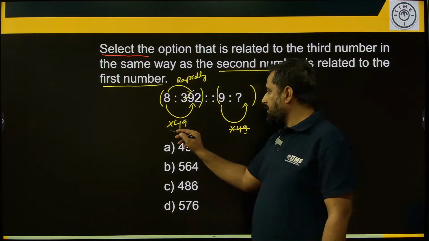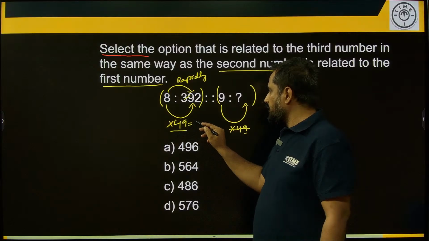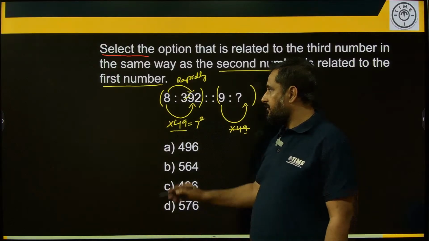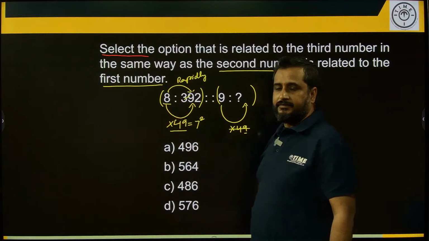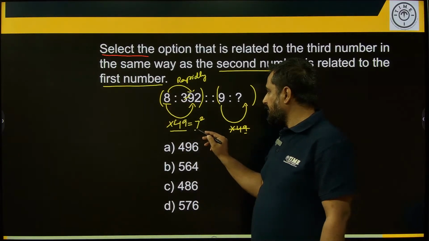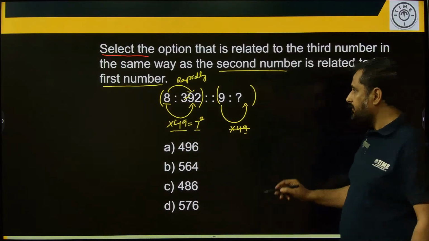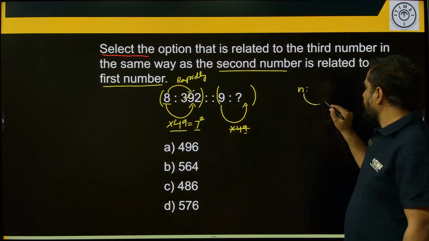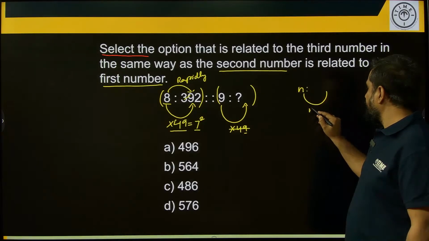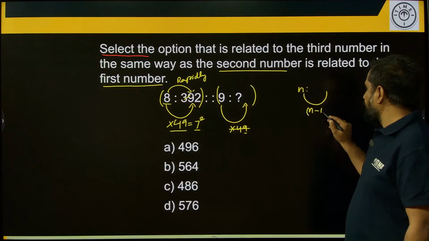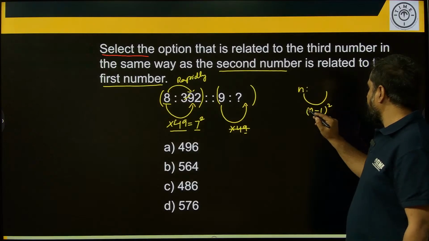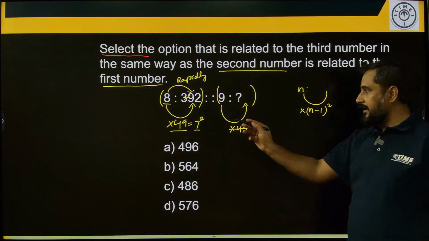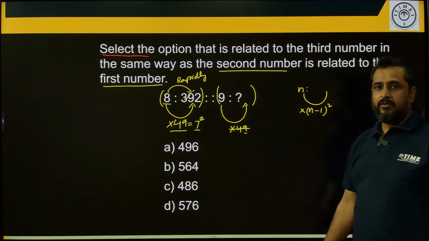So what is the logic here? This 49, you can write it as 7 square. This number is 8, and this number is 7 square. Now what I can say here is, if this number is n, the number which we are multiplying is n minus 1 whole square. So 8 into (8 minus 1) whole square, 7 square.